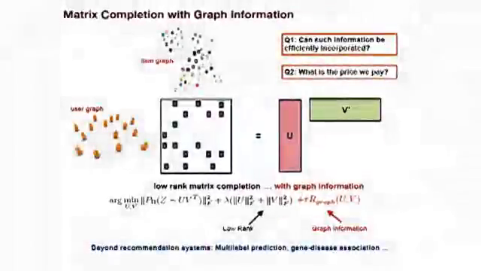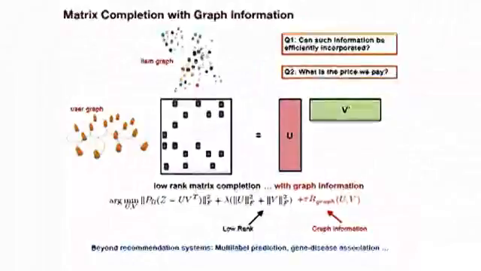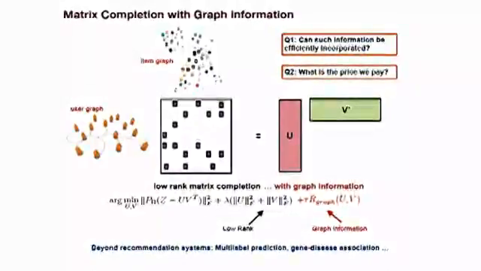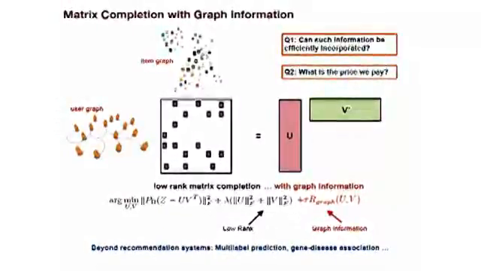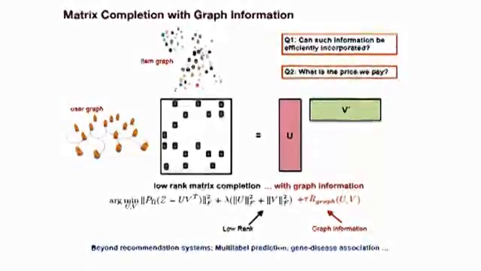So consider the standard matrix completion problem, where you have a partially observed matrix with just a few entries, and the goal is to figure out what the rest of the entries are. But also assume that there are graphs defined on both the rows and columns of the matrix. So in the case of collaborative filtering or recommender systems, this could be a social network among users, or a co-purchasing graph on the items.